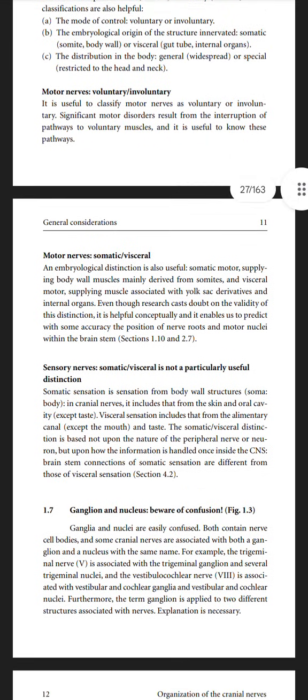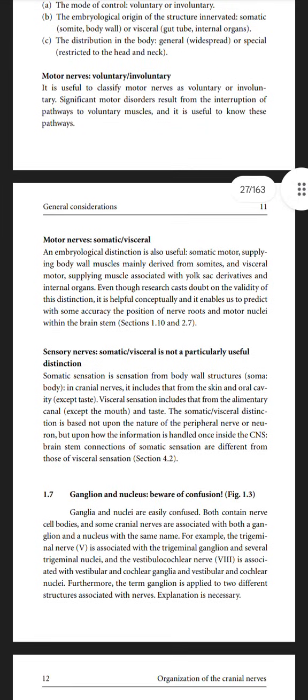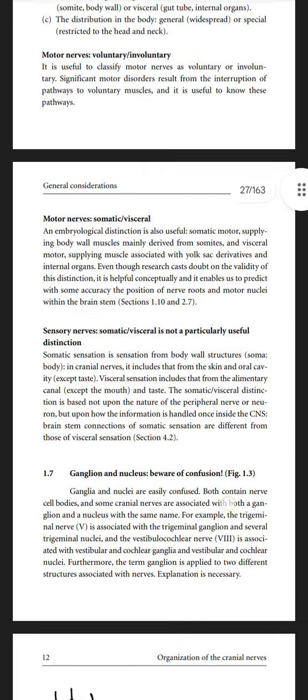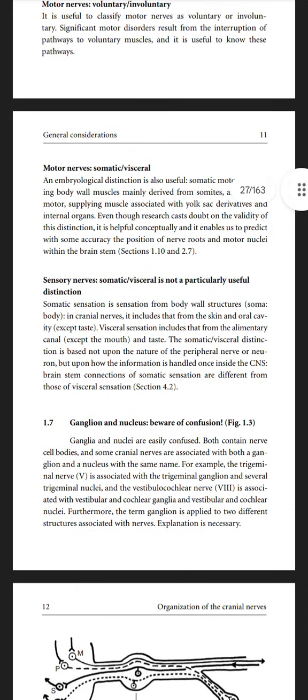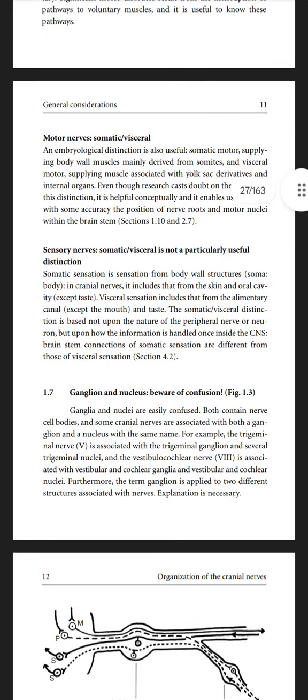It is useful to classify the motor nerve as voluntary. Significant motor disorders result from interruptions of the pathway to a voluntary muscle, and it is useful to know these pathways. For motor nerves, an embryological distinction is also useful.